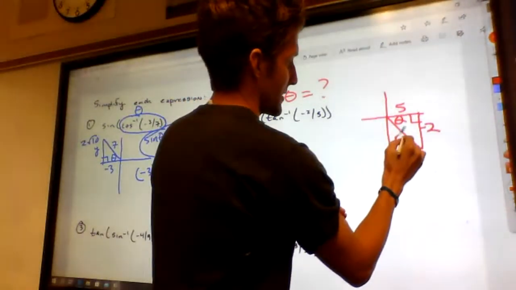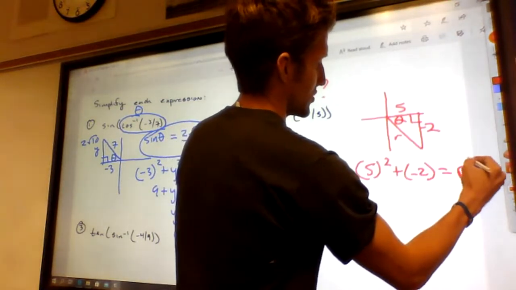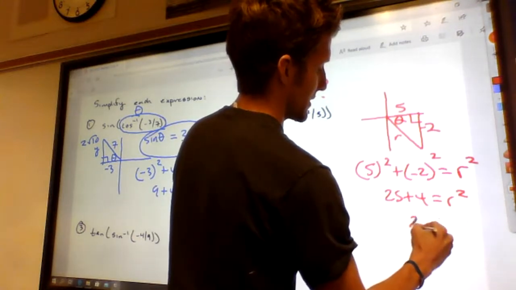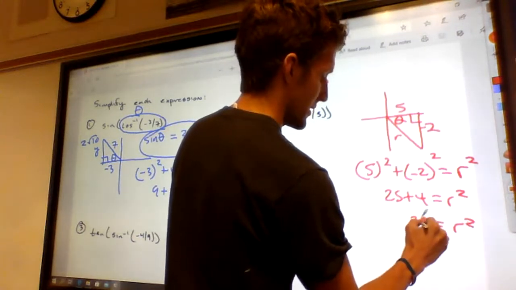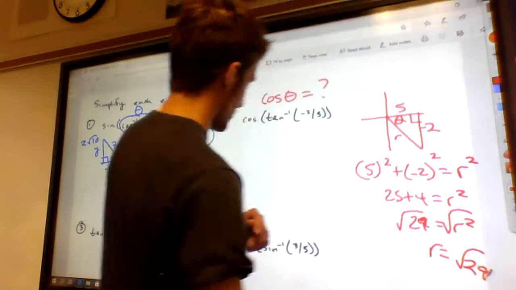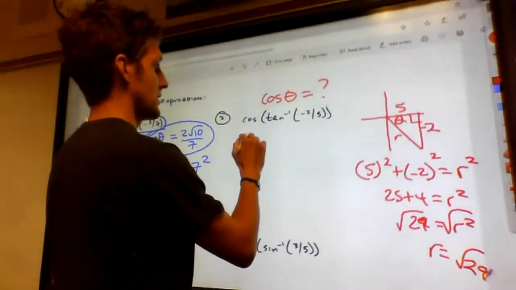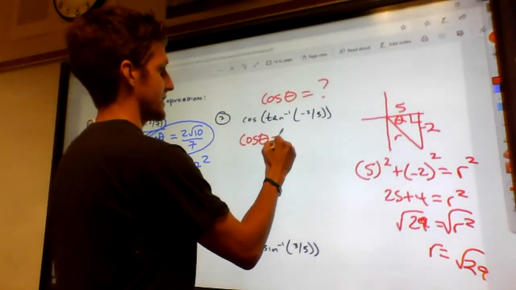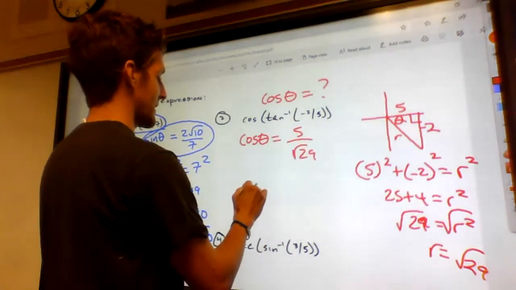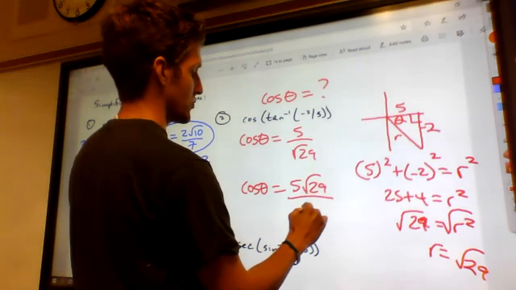Pythagorean theorem here: 5 squared plus -2 squared is equal to r squared, 25 plus 4. Get in the habit of showing a bunch of your work in your homework. Here, we get the radius is the square root of 29. So cosine of theta is adjacent over hypotenuse. Multiply top and bottom by root 29. You're going to get 5 root 29 over 29.